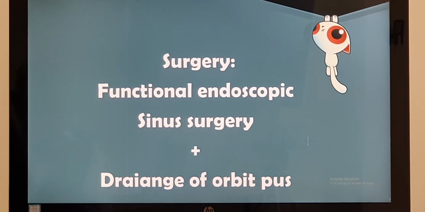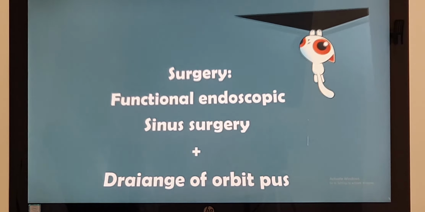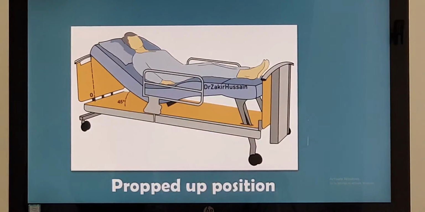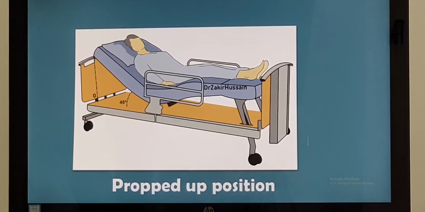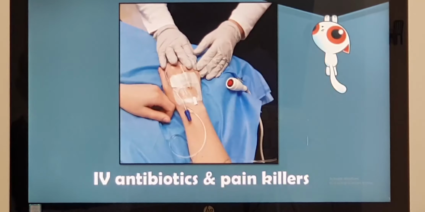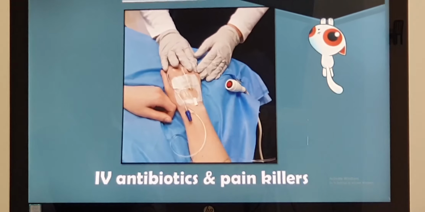I will show you a photograph later on so that you can understand better. So that is going to be the operation. Approximately it takes about 3 to 3.5 hours. When the patient is back in the ward or the room, for the next 4 hours you are not supposed to drink or eat anything. In the meantime, IV fluids will be going on, with the patient in a propped up 45-degree position, and the staff nurse will keep an eye on the vitals and the temperature also. At the same time, IV antibiotics will be going on and painkillers too.